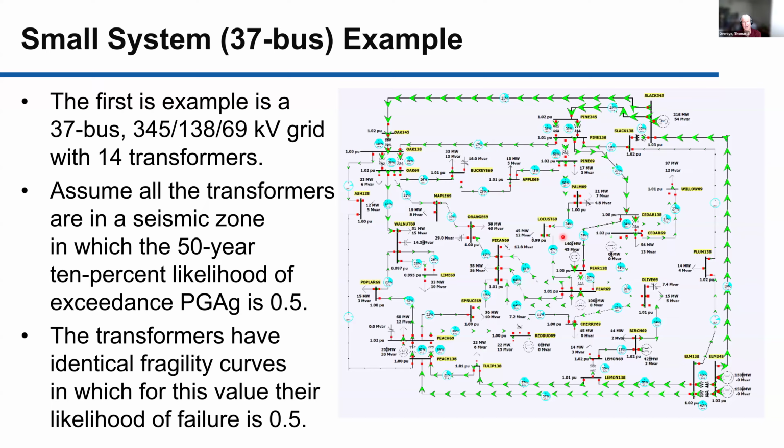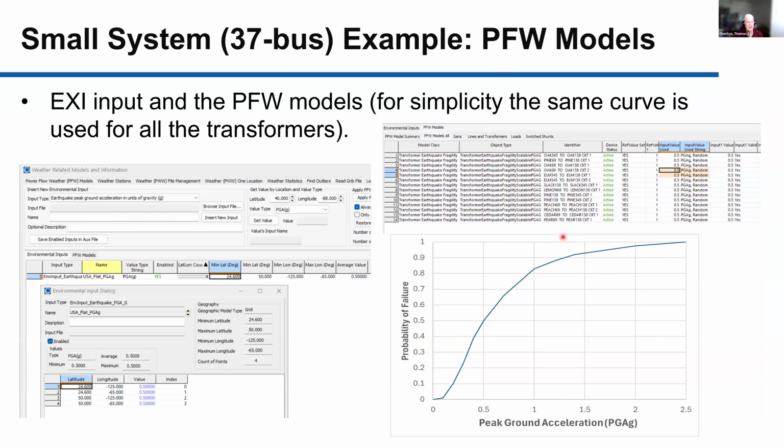Each of the transformers is modeled using the PFW model that I mentioned earlier. And I pointed out that at 0.5, the probability of failure is 50%. So as I go through the contingency analysis, what is going on is it is applying this curve to each one of the transformers, and then it's setting up random variables to determine whether that particular transformer has failed or not. So this is my environmental input. I just set up a grid where the PGA value is 0.5 everywhere. And then the PFW models are set up for each of the transformers. They're identical. And at 0.5 on the x-axis, that corresponds to 50% probability of failure.